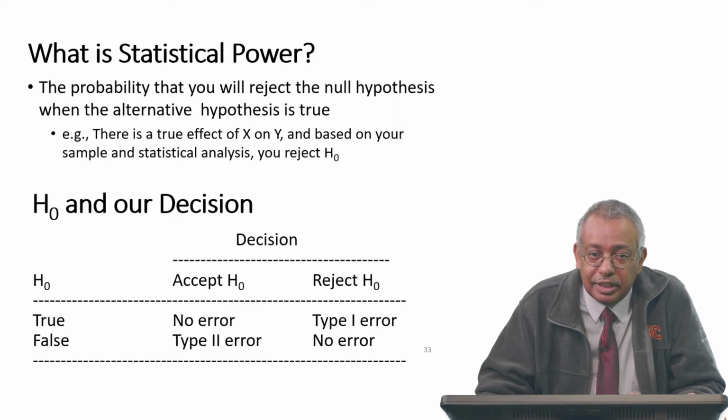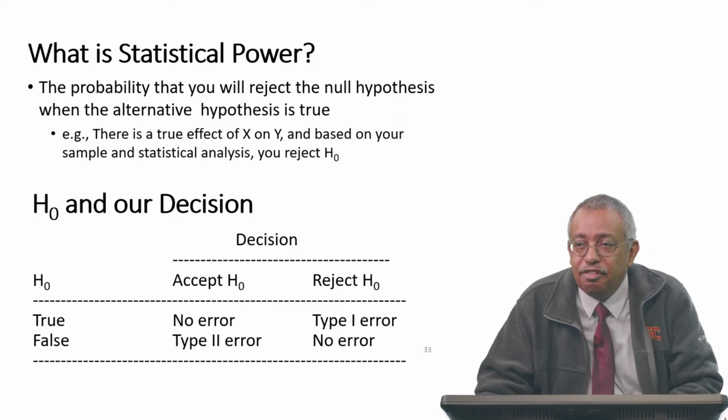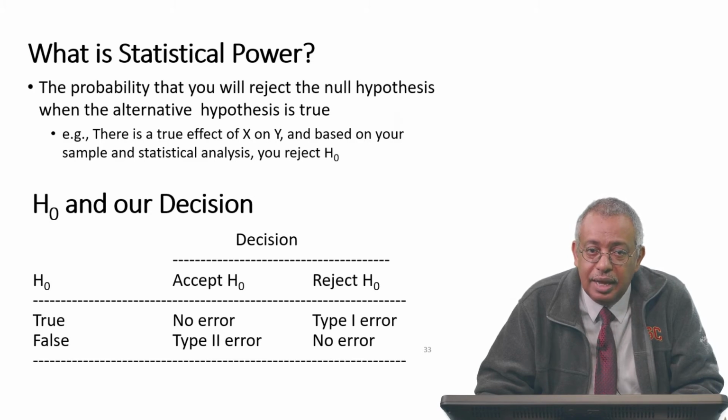So if you accept the null and it's true, then you have made the right decision, so there is no error. If you reject the null and it's false, you're also right, so there is no error. The problem comes when you reject the null hypothesis when it's true. That's what we call type 1 error, and this is the one that leads to that 5% level of significance. If you accept the null hypothesis when it's false, this is what we call the type 2 error. And the complement of this is what we call statistical power.